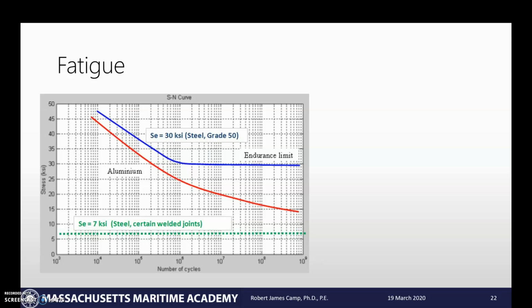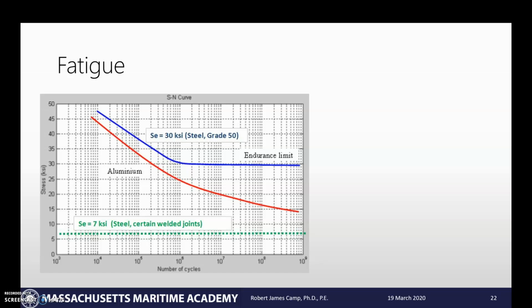And so what we have here is one that has two different materials on it. We have a grade 50 steel and we have an aluminum. Now, these charts are going to be what's known as semi-logarithmic. Over here on the y-axis, we have stress in KSI, and that's the yield stress of the material. Down here along the x-axis, we have number of cycles, and this is what's in the logarithmic scale, which is why it's semi-logarithmic.